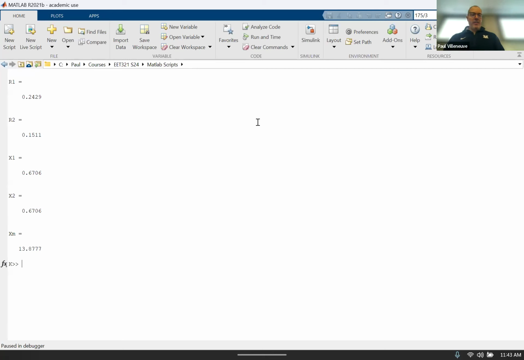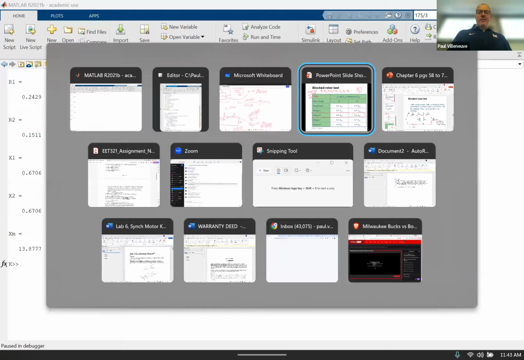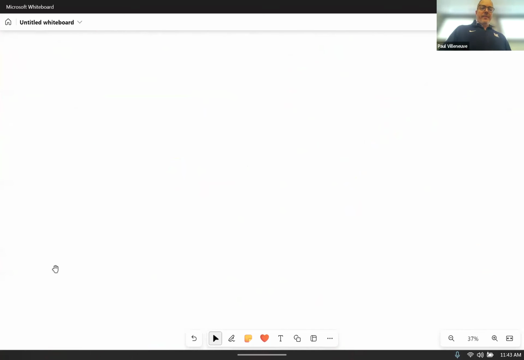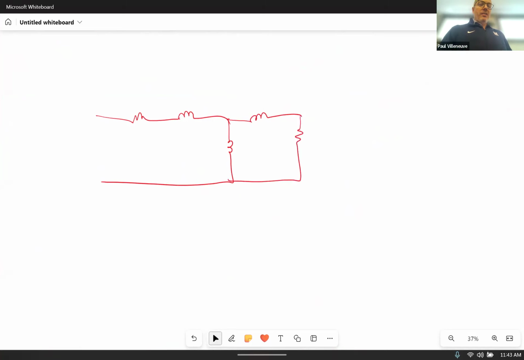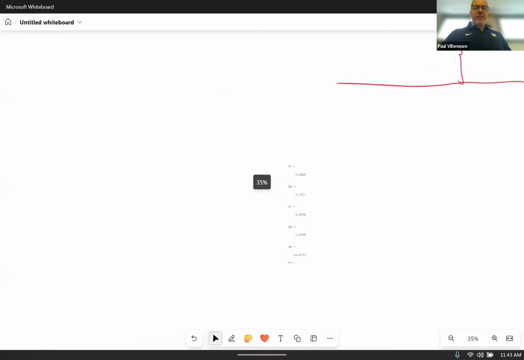So my equivalent circuit is, so here is R1, jX1. I'm not going to bother showing R sub C. I don't have a good way of calculating it, and usually it's pretty high anyway, so I can ignore it. So this is R1, which is equal to, well, I just paste it over here. Oh, where did you go?